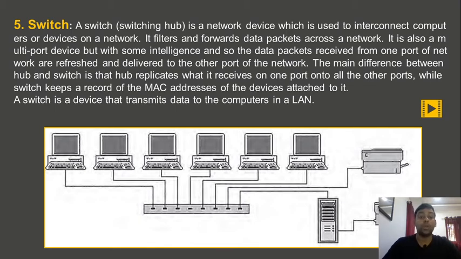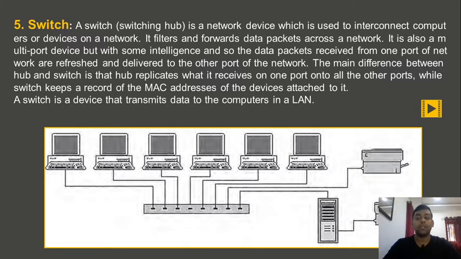Next one is the switch. A switching hub is a network device which is used to interconnect computers or devices on a network. It filters and forwards data packets across the network. That is what a hub also does. It is also a multi-port device, but with some intelligence. The data packets received from one port are refreshed and delivered to other ports of the network. The main difference between hub and switch is that a hub replicates what it receives on one port to all other ports.